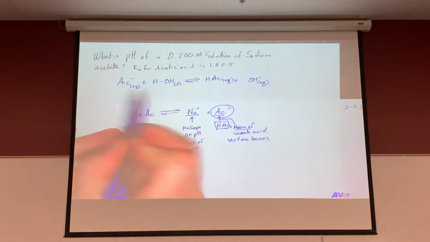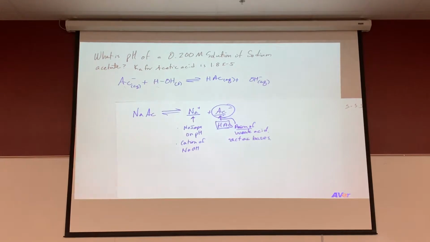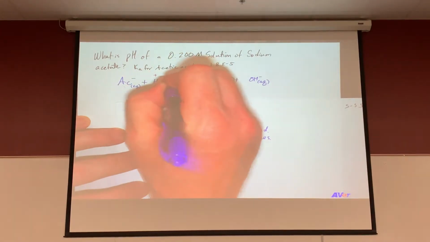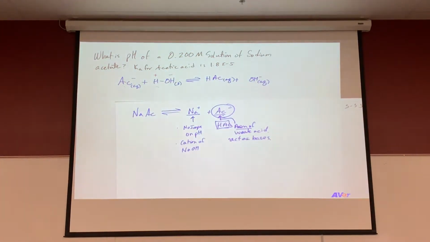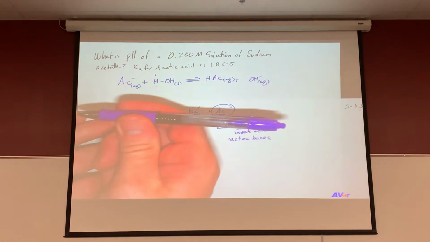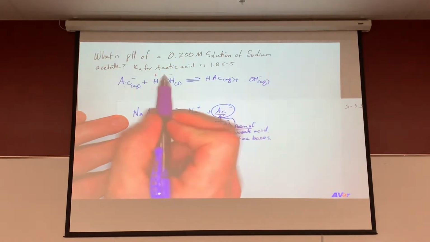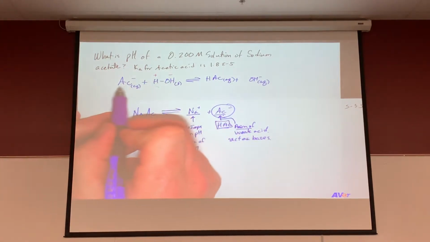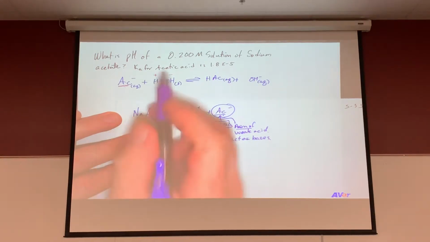So the acetate ion reacts with the hydrogen. You want to think about water as being a positive and a negative. Acidic hydrogen is a proton, which is positive, and hydroxide is negative. So you answer the question, what does the acetate react with? It reacts with the hydrogen to give you these two things.